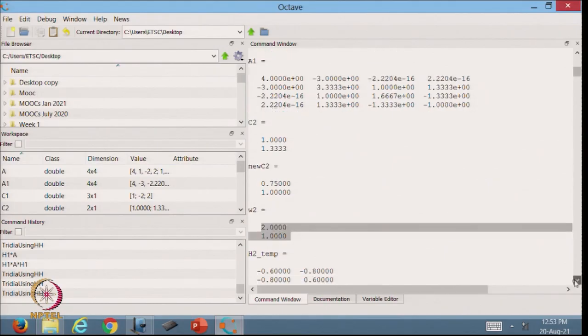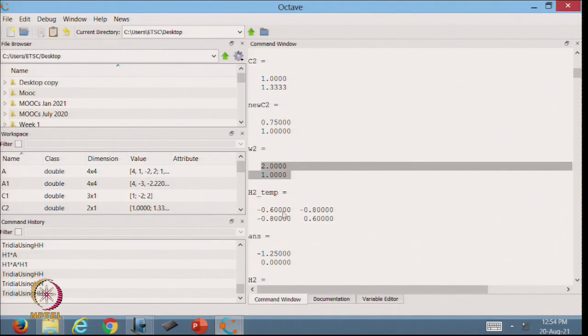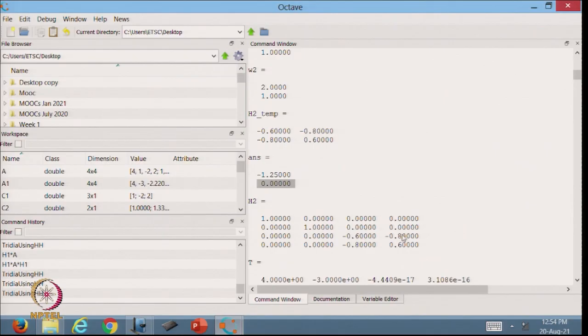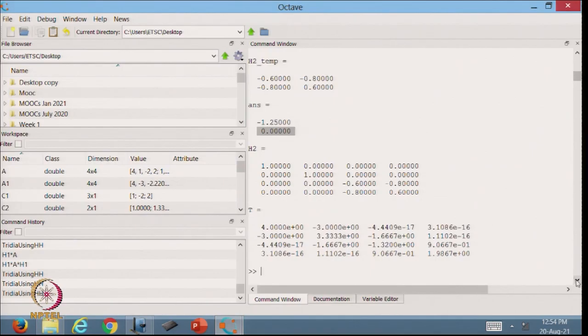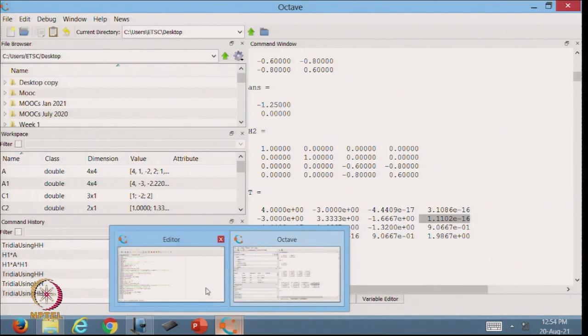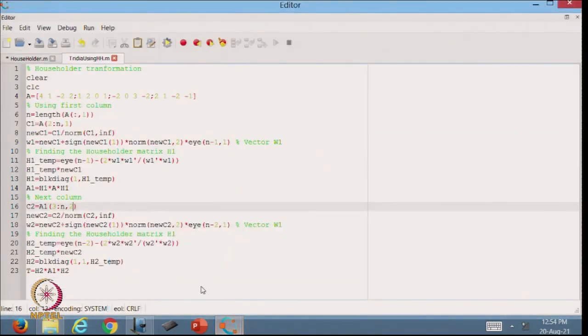W2 is now 2 and 1, and my householder transformation matrix will be this, and if you put this one, you see that here we got the value 0. Now my H2 will be this value, putting my householder transformation here and my H2 here. And now if you see from here, my triangular matrix is, now it is 0 here, 0 here, 0 here, 0 here, next is 0 here, and this is 0 here, and the remaining will be the triangular matrix. So you can check that this is a triangular matrix now, and we are able to solve this with the help of householder transformation to convert a given symmetric matrix into the triangular form.